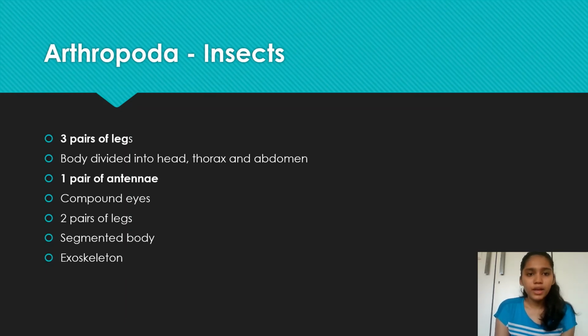1 pair of antennae, compound eyes, 2 pairs of legs. No, they have 3 pairs of legs. Okay, this was a mistake. They have 3 pairs of legs, as mentioned here. Segmented bodies and exoskeleton. So usually they show you 4 species and they say identify which is insects. You should understand that when there are 3 pairs of legs, it's an insect straight away.